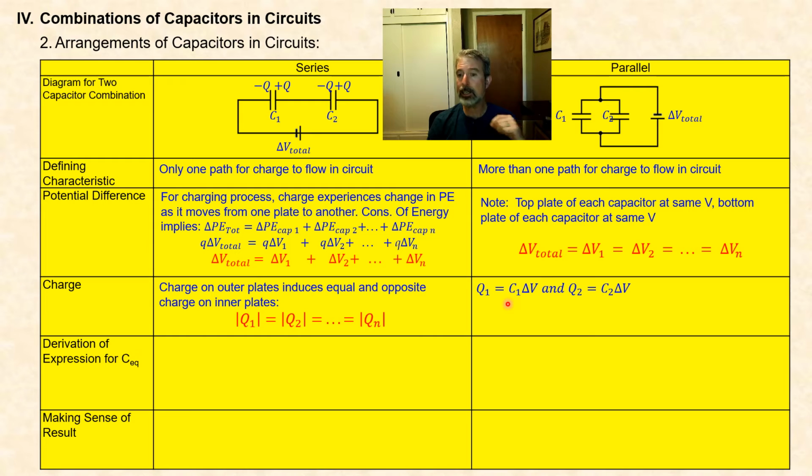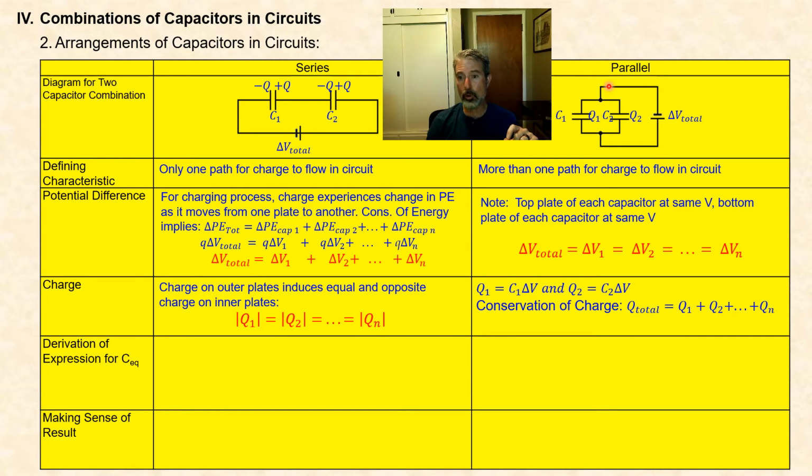So basically, the charge won't be the same on each capacitor, but we can say from our definition of capacitance that the charge on each capacitor will be equal to its capacitance times the potential difference, which, remember, we said was the same for every capacitor in parallel. So charge will not be the same for a parallel arrangement, but we can say that the total charge that leaves our voltage source, according to the law of conservation of charge, has to go somewhere.